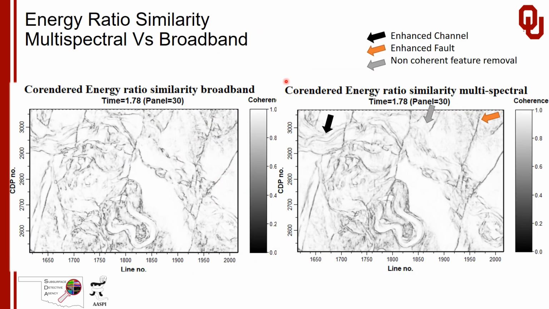Energy ratio similarity is one of the results from the multispectral coherence tool. Here you can see a channel with very clear features and limits. In the broadband result you don't see that. Faults are not continuous in the broadband result, but if you check the multispectral result you have a clear vision of that fault. Some features are removed too, so maybe noise or some undesired features can be removed too.